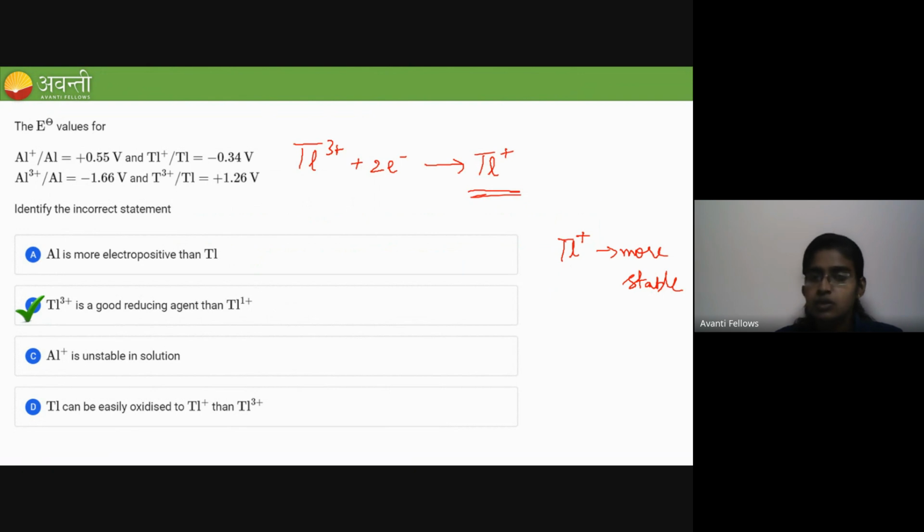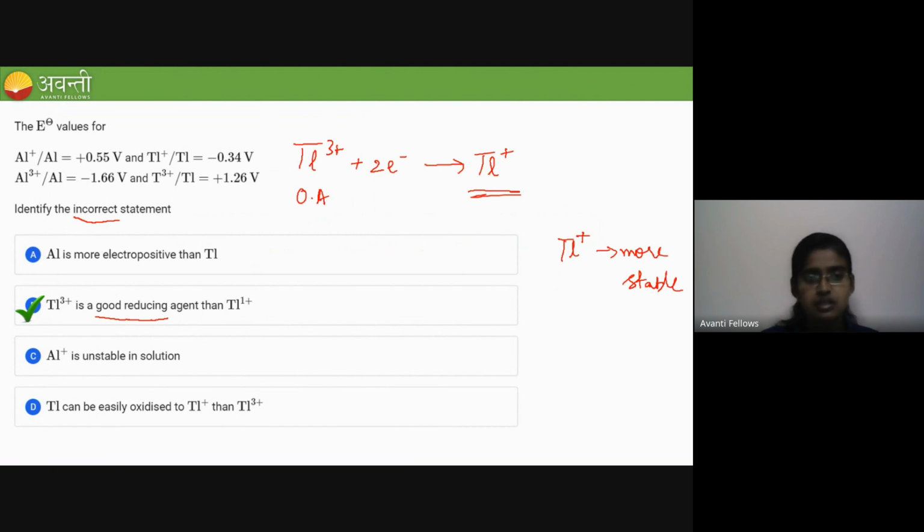Okay. If it is a good reducing agent, it has to lose its electron. Thallium 3 plus would have to lose 2 or 3 electrons and be converted to thallium 5 plus or 6 plus. So that is not the case, right? It will always try to accept the electron and act as a good oxidizing agent, not as a reducing agent. So that is the incorrect statement. All other statements are correct.